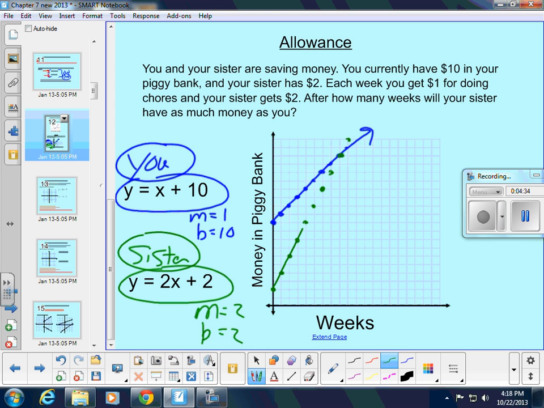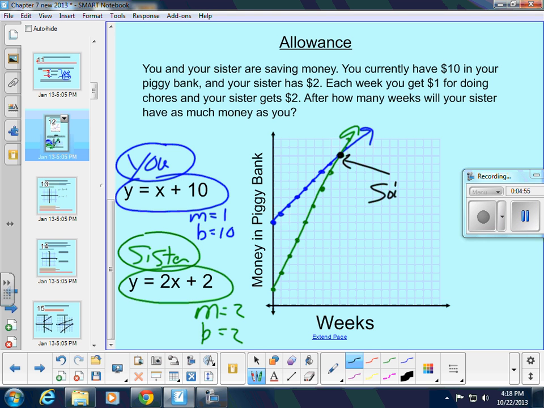Here would be the graph of her equation. As we can see, again, hers is increasing a little faster because she's getting $2 per week, so it catches up, in a sense, to mine. And at one particular point, these two lines, these two equations, intersect. This is the solution to our linear system.